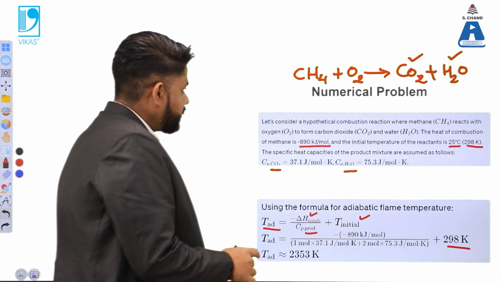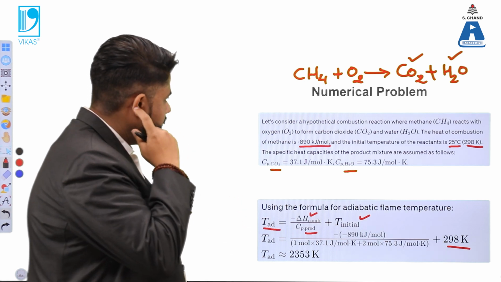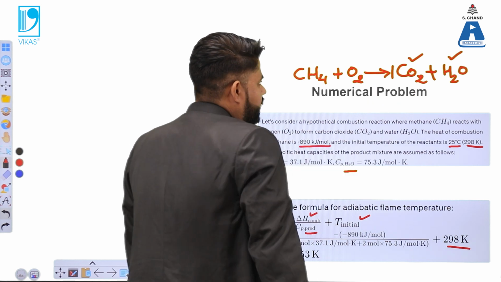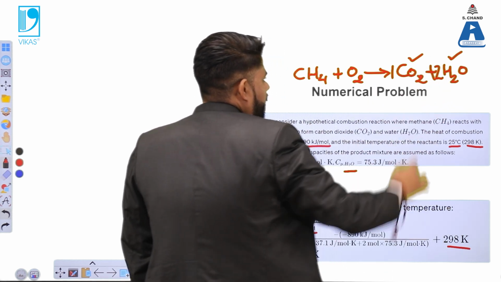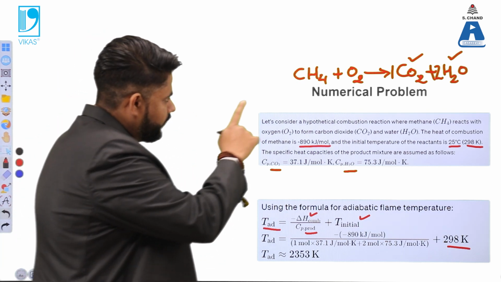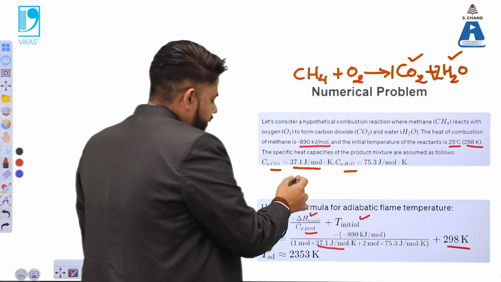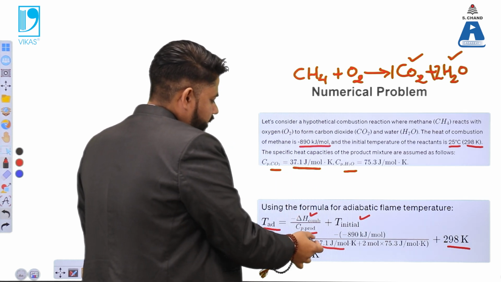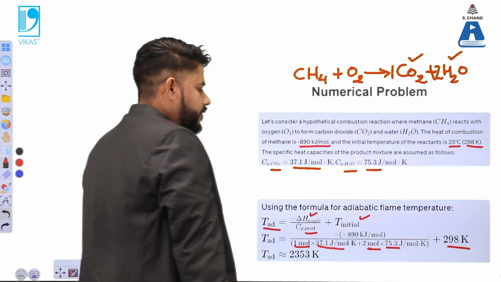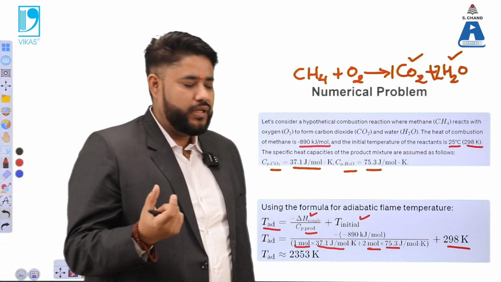So what I need to do is check how many moles of each are produced. On balancing, you will find 1 mole of carbon dioxide and 2 moles of water on the product side. So for 1 mole of carbon dioxide, you multiply the specific heat by 1, and for water, 75.3 is for 2 moles, so you multiply it by 2, so that the complete Cp of the product mix can be calculated.